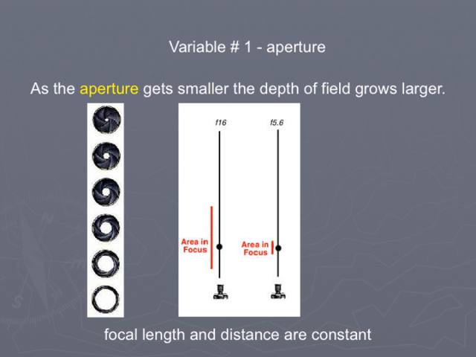So here's the first variable, talking about aperture. When we change the f-stop in our camera, or the aperture, we're changing the size of the opening within the lens. And in general, the smaller the opening is, the greater the depth of field is going to be. So if you're shooting at f/16, you're going to have more things sharp within the pictures than you will if you're shooting at f/5.6.